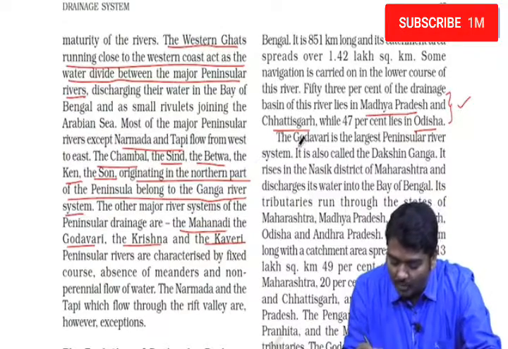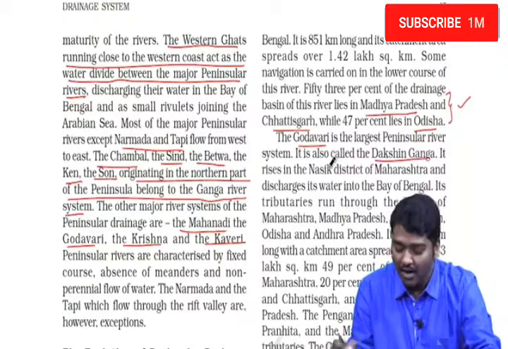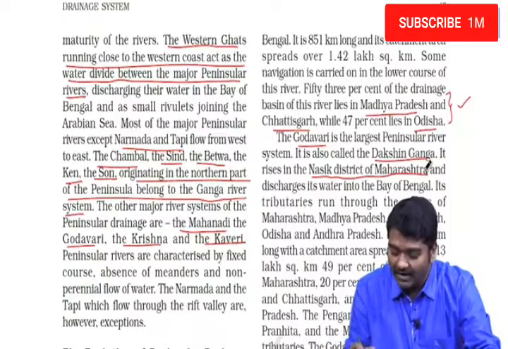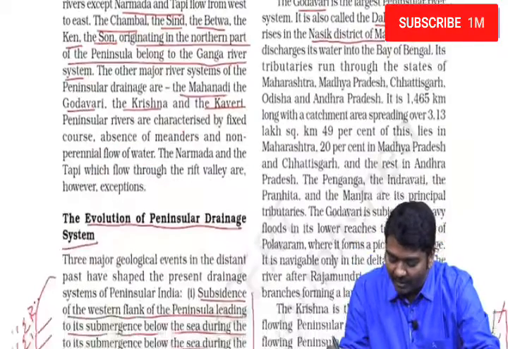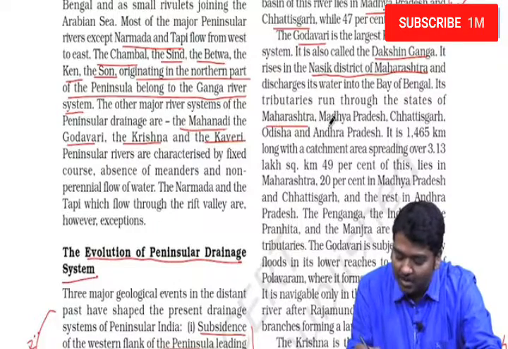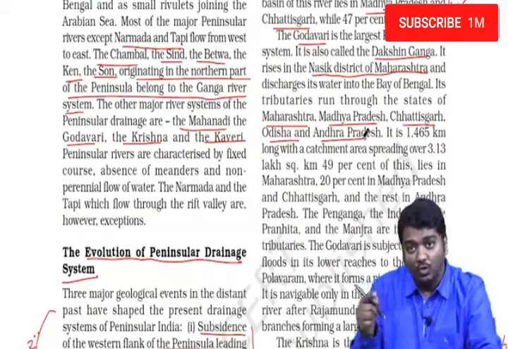Next, you have to talk about the Godavari, which is the largest and is also called Dakshina Ganga. It originates in Nasik district of Maharashtra and drains into the Bay of Bengal, and it usually moves through Maharashtra, Madhya Pradesh, Chhattisgarh, Odisha, Andhra Pradesh. People get confused, will it flow through Karnataka?